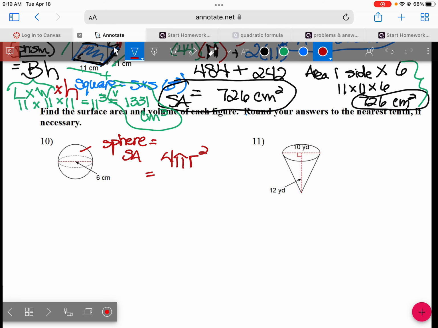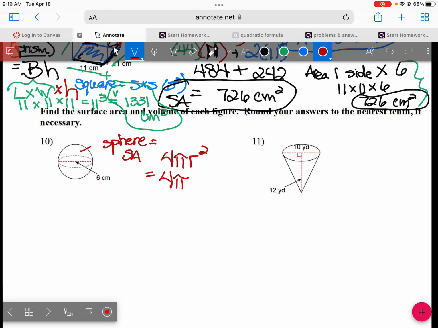All right, so let's rewrite it. Remember, for tomorrow, I would love to see the formula. Make sure you've got the right formula. Then substitute your numbers in. What is the radius of the sphere?